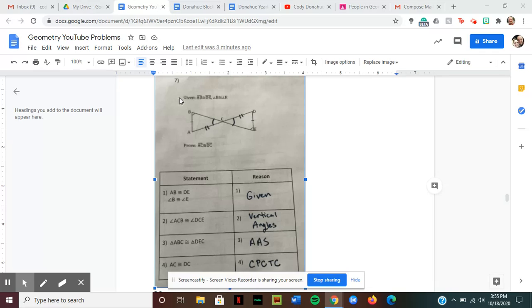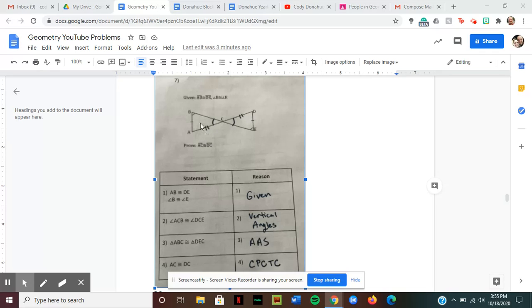All right, so now that we have proven that these two triangles are congruent by angle, side congruence, we can now confidently state that AC is congruent to DC. So AC, this side length, and DC, this side length, we can confidently say that they're congruent because of CPCTC, which, if you remember, stands for corresponding parts of congruent triangles are congruent.